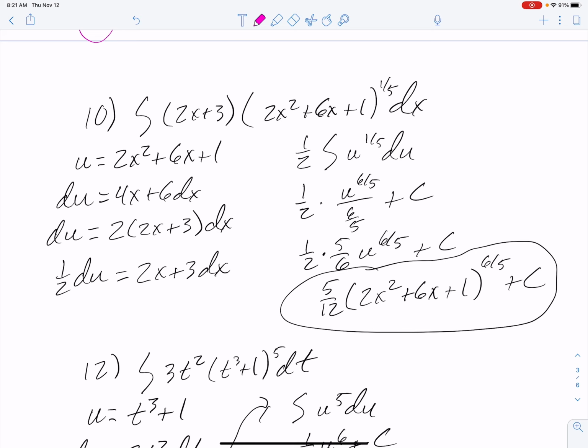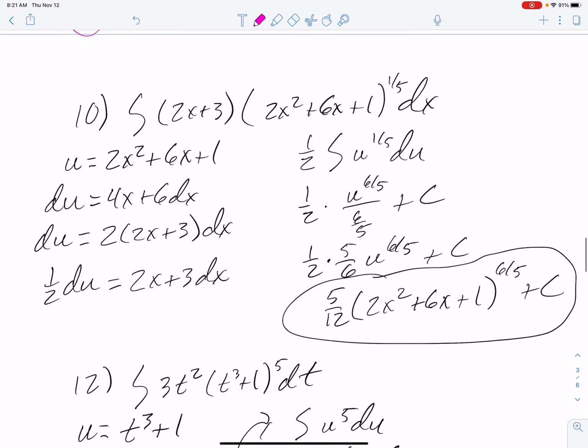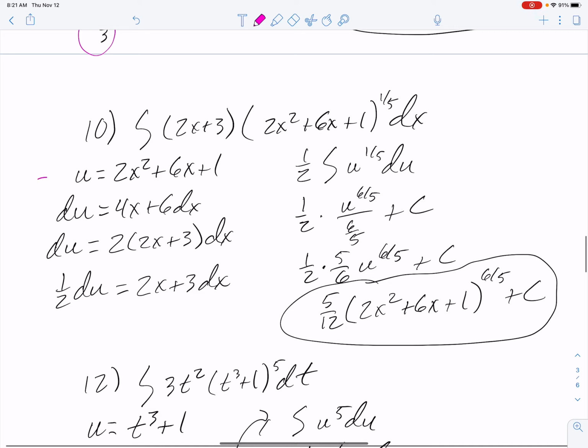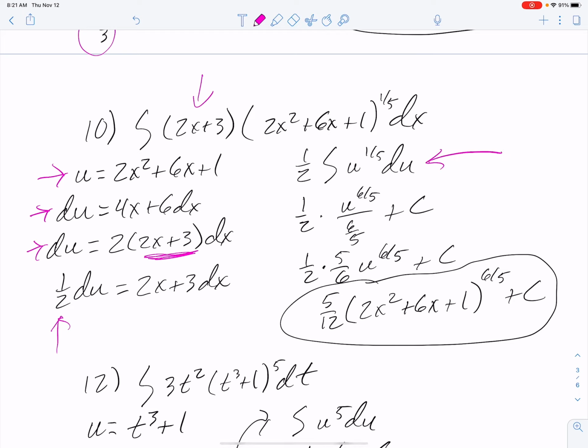10, a little bit easier to see that I've got a function and a function since I've got the 2x squared plus 6x plus 1 to the 1/5 power. It is going to require me, once I take my derivative, 4x plus 6, to factor out a 2, since in this group I've got 2x plus 3. Now my value matches, I just have to divide by the 2 to get the 1/2 on the other side. I'm able to rewrite my integral.